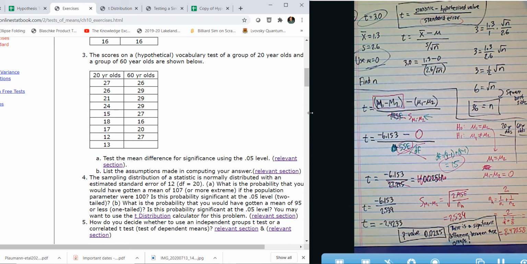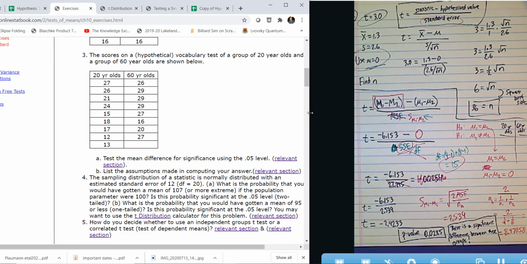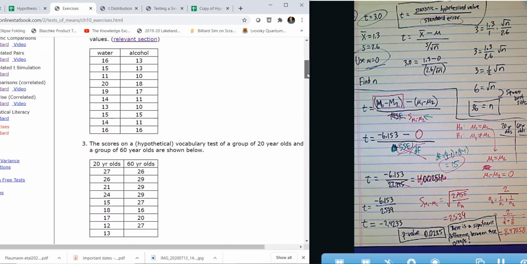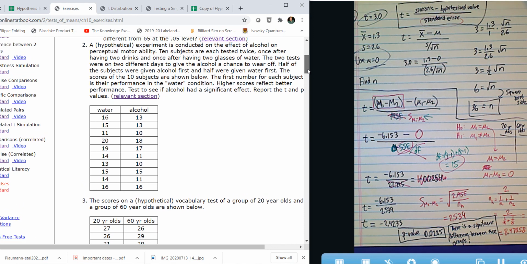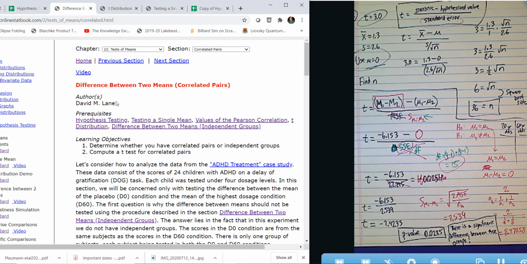So if you have questions, please ask. But I can tell you that when you go to try number 2, and there's a hypothetical experiment going on, 10 subjects are each tested twice. Well, I can tell you it's going to be similar to this, although we're at a different section. The relevant section, these are called correlated pairs.